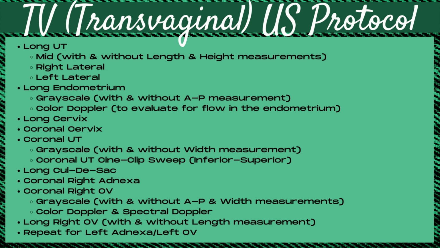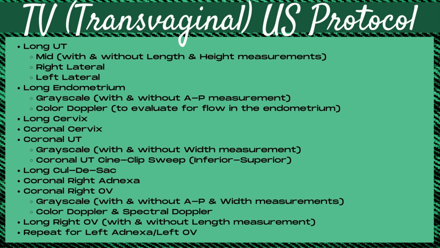Then it's time to move on to a sagittal or long endometrium. And you want to do a grayscale image with and without an AP measurement, and then a color Doppler image to evaluate for any flow within the endometrium. Then on to a sagittal image of the cervix, and then a coronal image of the cervix. And very important to not measure any simple Nabothian cysts, as these are considered a very normal finding in the cervix.